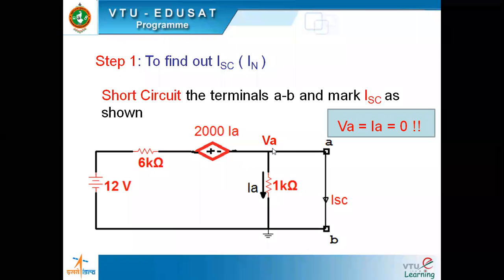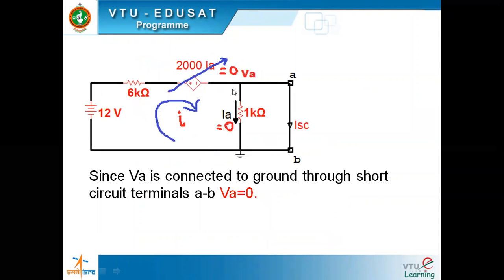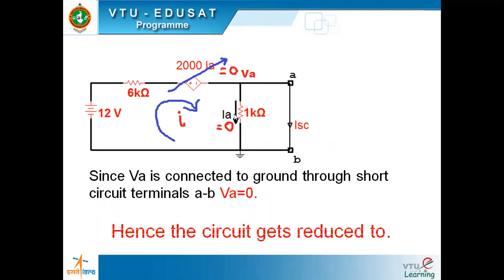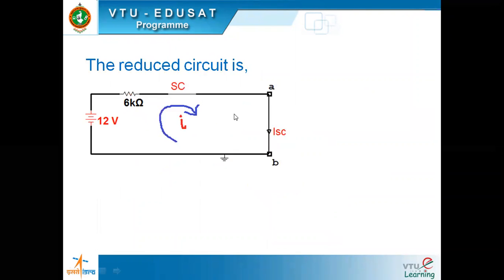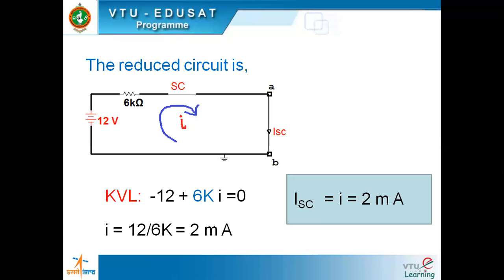Now see here, VA is 0, fine. Since IA is 0, what would this voltage source be? This voltage source would be a short circuit. So this is short circuit and IA is 0. Hence the circuit becomes this. Understand that? So find out your ISC, simple. Apply KVL and find out ISC. I is ISC now, 2 milliamperes.